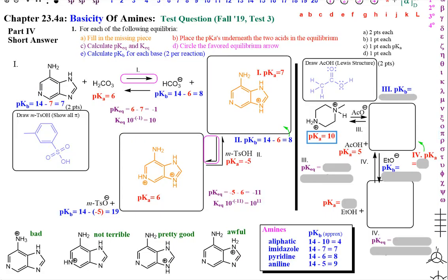So for the reaction going from 10 towards 5, 10 minus 5 is equal to 5. KEQ is 10 to the negative 5, which means we should circle the reverse arrow. We have 100,000 times more reactants than products. The question is, what goes into our box?